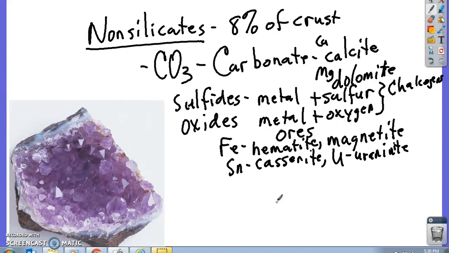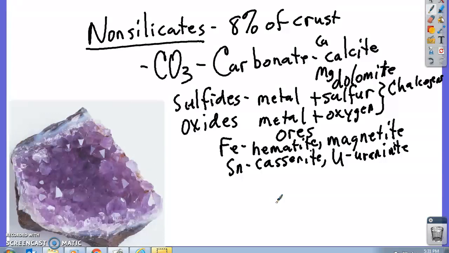Over and over again, different metals that we like to process are very often joined to oxygen, and the same is true of sulfur. Okay, lead sulfide, for example, is galena, or iron sulfide is pyrite, fool's gold. Okay, but it would be a good source of lead, and so forth. So a lot of the sulfides and oxides are that.